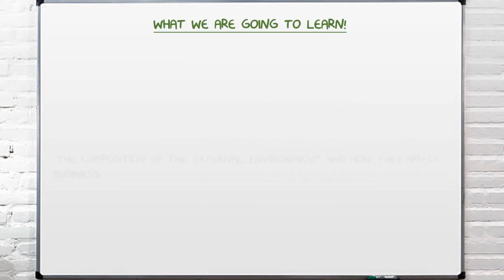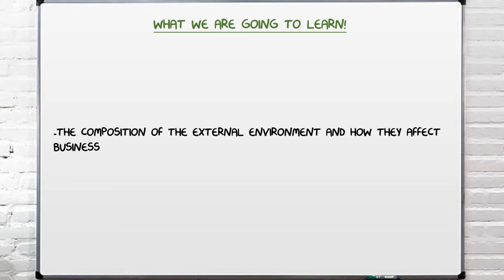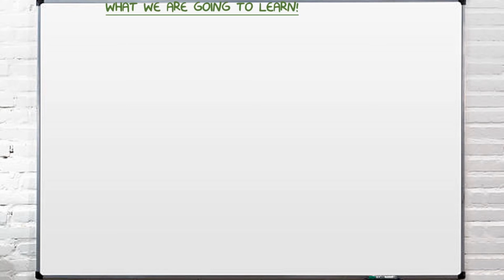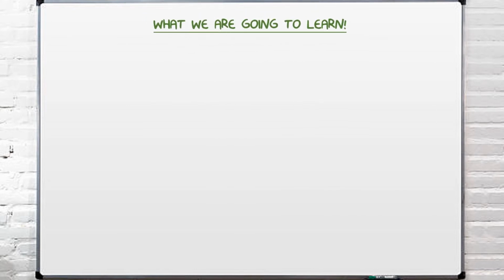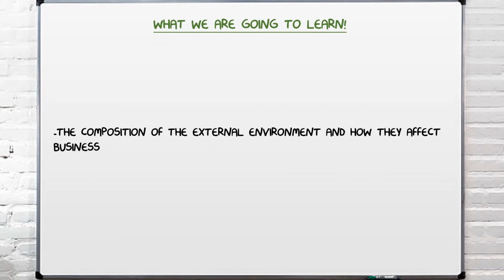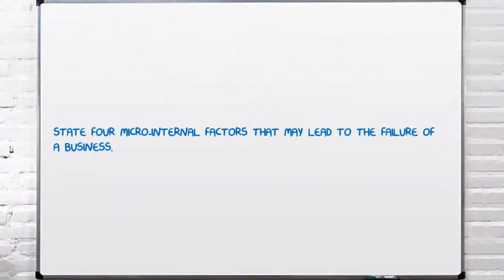In our next class, we are going to continue with the remaining 2 compositions of internal environment, as well as look at the external environment and how the components of the external environment affect business. For your to-do assignment on this lesson, you are going to state 4 micro internal factors that may lead to the failure of a business. These to-do assignments are to help you go and revisit the work that we've covered and do more research on your own to have the skills of answering questions that are mostly tested in the KCSE exams.